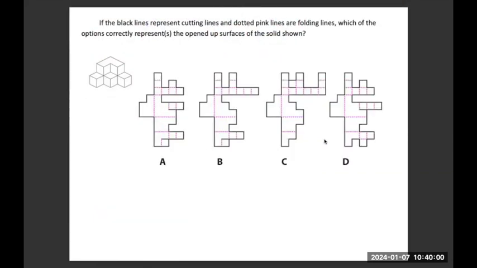Here you are given a 3D object. This 3D object is opened up. Black represents the cut lines and pink dotted lines represent the folding lines. One or more options may be correct. You have to guess which combination will be true for the surface development when it is opened up. In some exams, your options are not A, B, C, D but are written as 1, 2, 3, and 4, and the answer options are written as, say, 1 and 2 are correct.